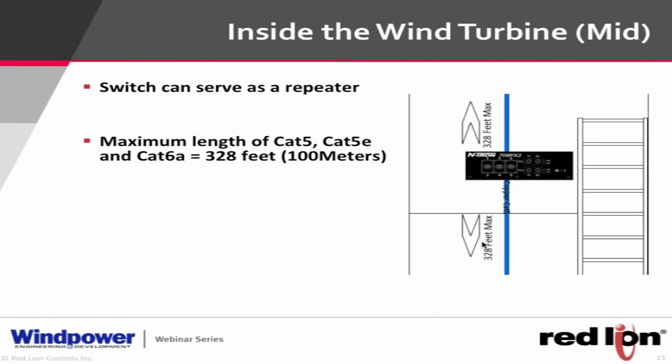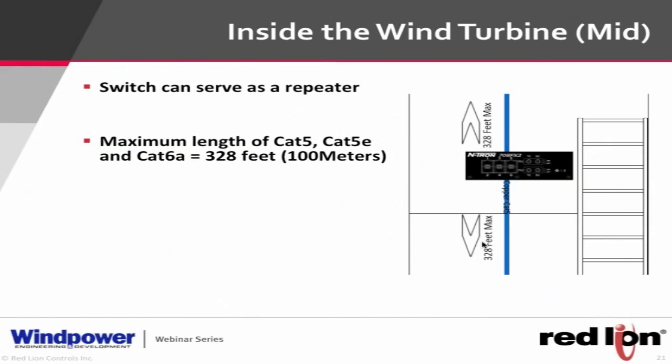So, I mentioned earlier we have a limitation of 328 feet for copper. And since we have that limitation, we can't go above that. What if you have a 400-foot tower out there and we need to go past that? What will we do? Well, you put an Ethernet switch in the middle, and that Ethernet switch is going to act as a repeater. It's going to pull the data in, and then you have another reset of 328 feet on top of that.